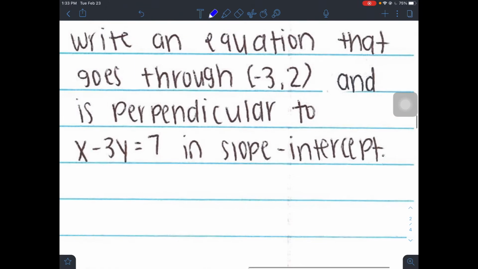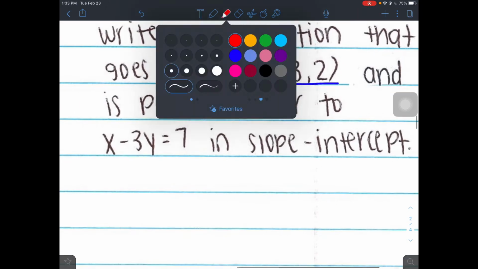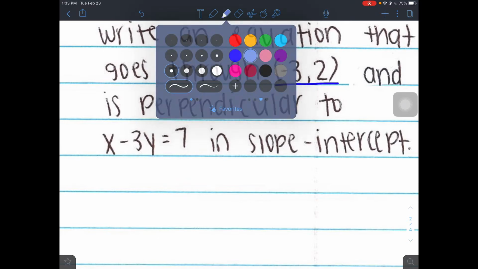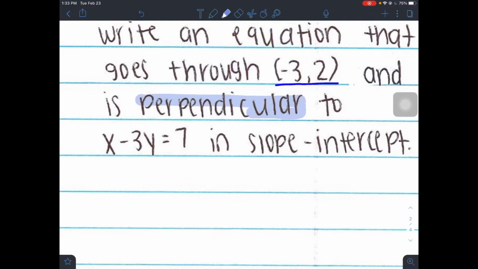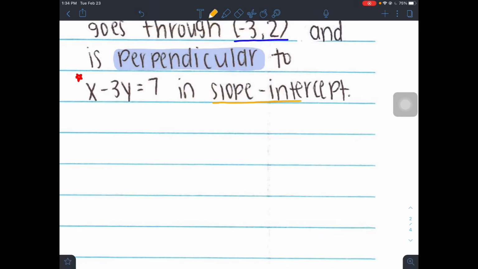Okay, so first we know that we need to write an equation that goes through negative 3, 2. Now this time, again, we want perpendicular. That's a super important word to know because that's going to tell us what kind of slope we're going to need. And then they gave us the equation x minus 3y equals 7, and they want our final equation in slope-intercept form, which is y equals mx plus b.